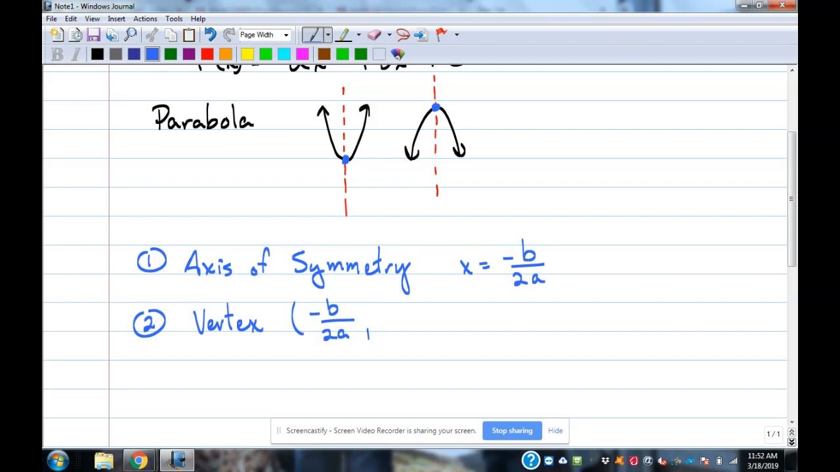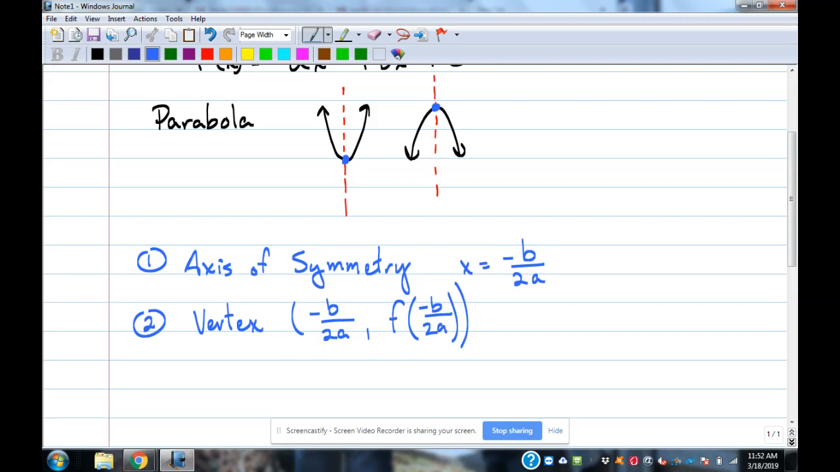The y value of that vertex is what we get when we plug this number in. So this is going to work out to be a number. We're going to plug it into the equation: f of negative b over 2a. That means plug that in and work it out. We're going to do some examples of this so that it's not foreign to you. So the vertex is an ordered pair, x value, y value.